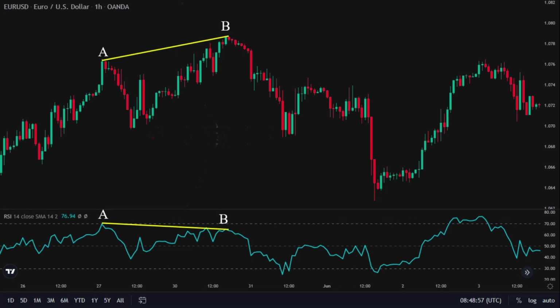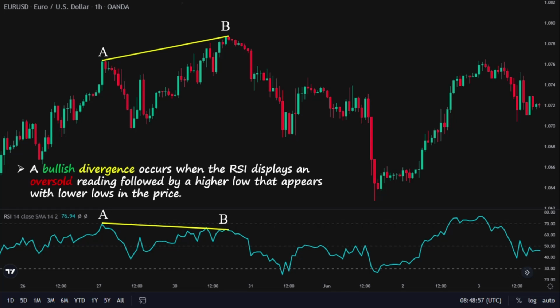Second is the bullish divergence. A bullish divergence occurs when the RSI displays an oversold reading followed by a higher low, which appears with lower lows in the price. This may indicate rising bullish momentum, and a break above oversold territory could be used to trigger a new long position.